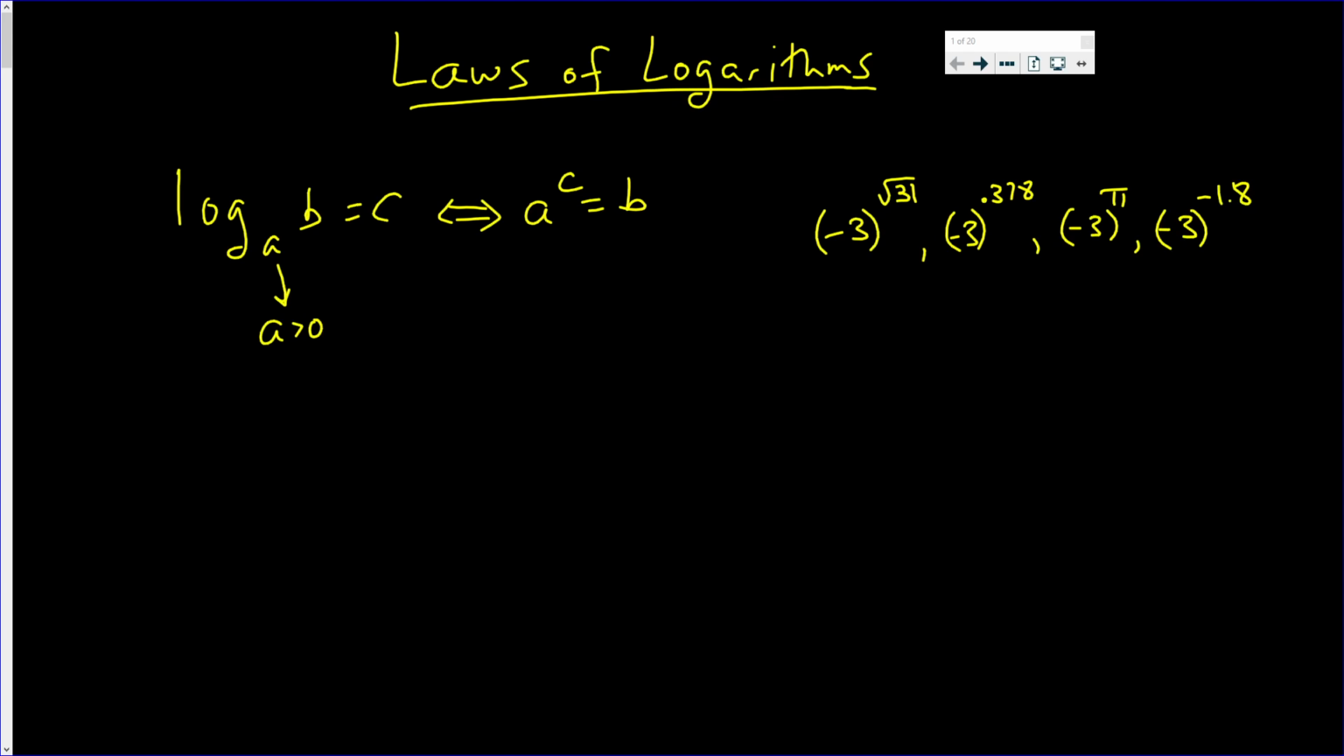You can't raise -3 to, say, the square root of 31. What would the sign be? Would it be positive or negative? Can't raise -3 to the pi. You can raise 3 to the pi, but not -3 to the pi. So just like A has to be positive here, it has to be positive here. After all, they're the same A.